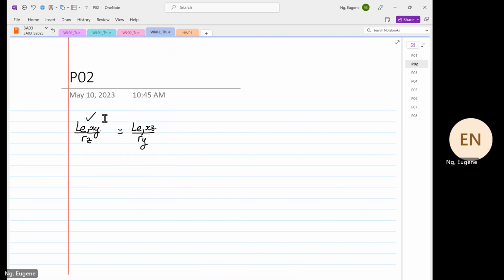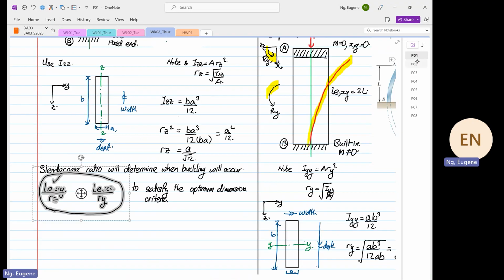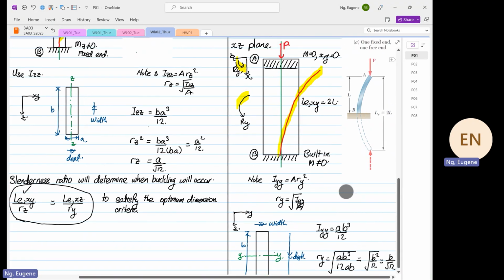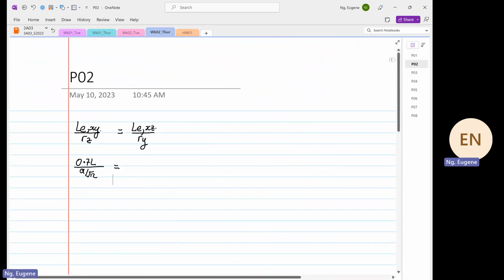Okay, so we're going to put in our values. So LE XY is 0.7 L divided by RZ. Our RZ, which we have found over here, is A over square root 12. And this whole thing will be LE XZ. Our LE XZ is equal to 2L, right? And this is equal to B over square root 12.